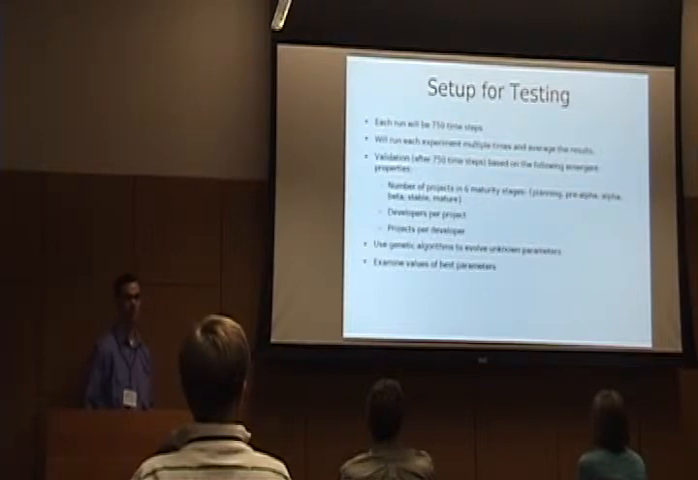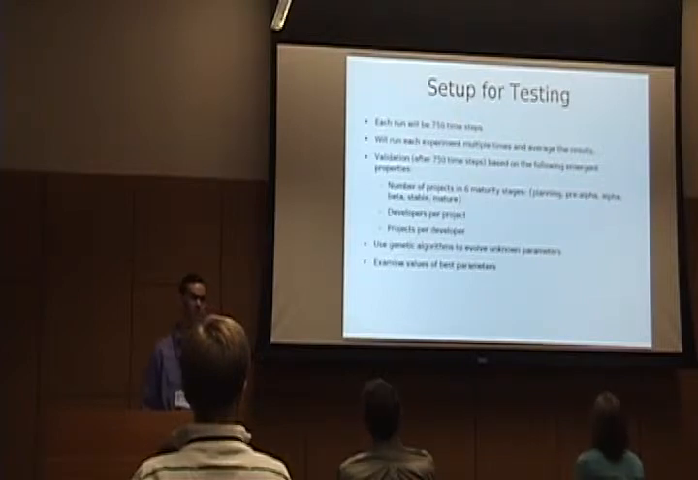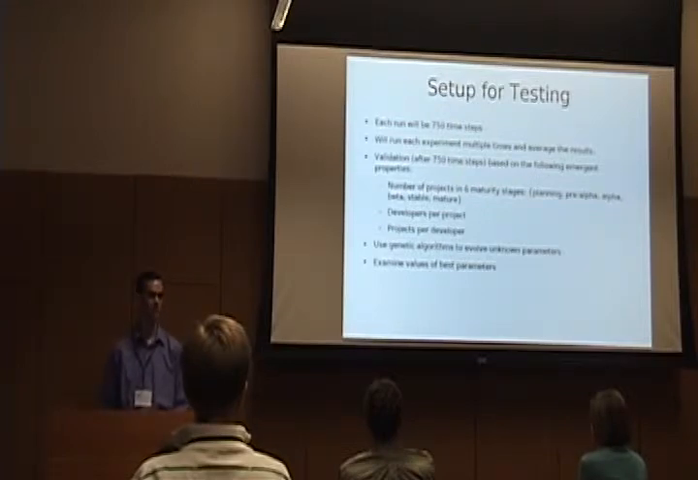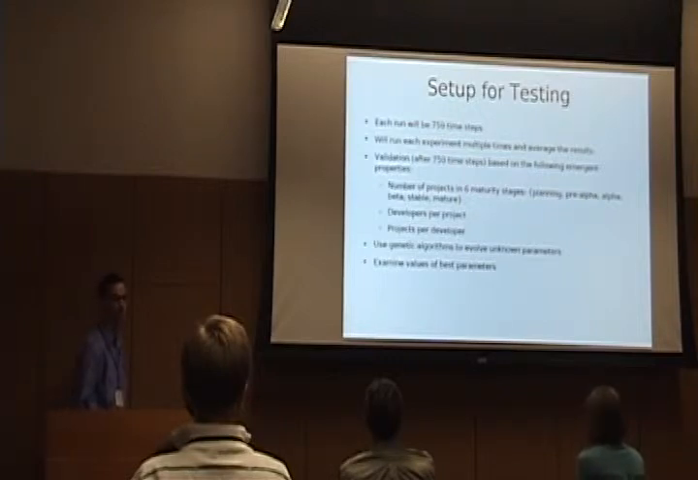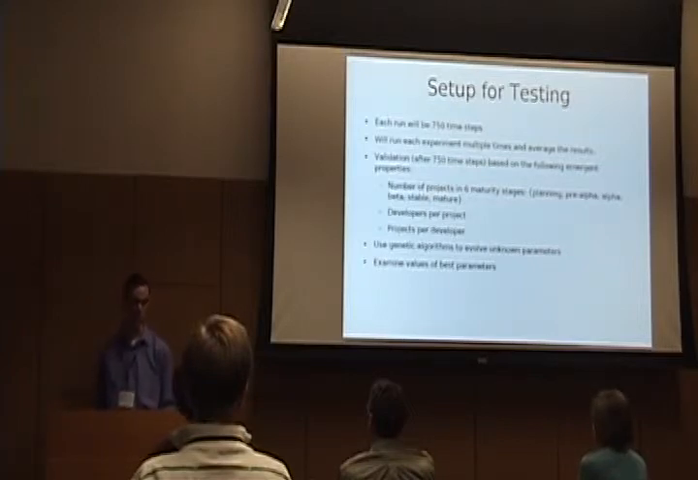So for testing, we run the simulation for 750 time steps. Because it's a stochastic process, we do it multiple times and average the results. We would like to validate the model, prove that it's reproducing something that's reasonable. So we do it on three properties. We look at the number of projects in the maturity stages. We look at the developers per project distribution and the projects per developer distribution.